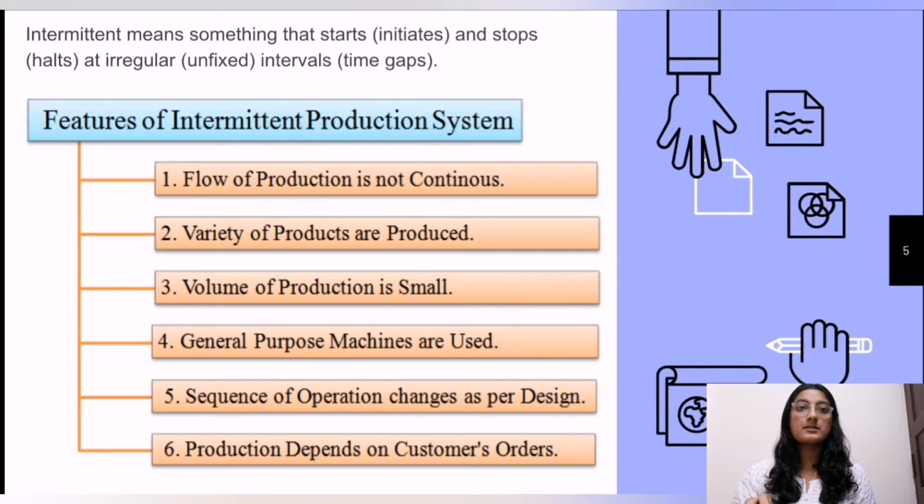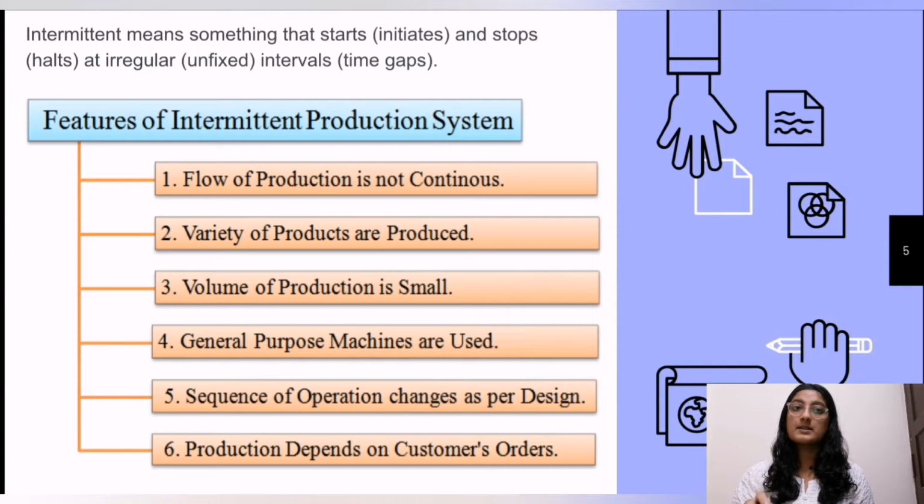So the features of this production system can be, it is not continuous. It is intermittent. That is, whenever there is a need for such a product or a service, that is when this will happen. Then a variety of products can be produced depending on the need of the customers, and it is produced in a very small quantity, leading to less wastage or excess use of raw materials. Then general purpose machines are used. Then the sequence of operation goes on changing as per the design of the product, because it is manufactured based on the needs and wants of the consumers. So it is a really good production system when they want based on what they require.